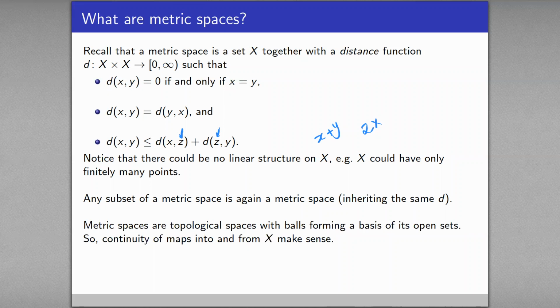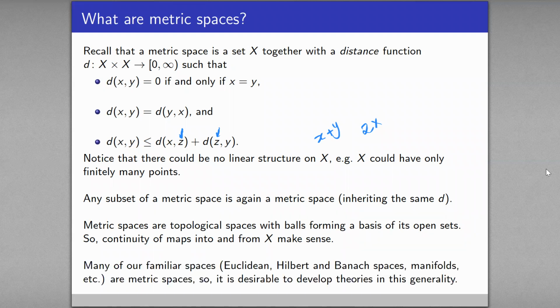Metric spaces are not the weakest spaces. Topological spaces come with even less structure, let's say. So the open balls, which are defined in the obvious way, form a basis of the open sets for a metric space. So it is a topological space, and it makes sense to talk about continuous maps from X or into X. But for example, it doesn't make sense to talk about C1 maps, because that requires linear structure.